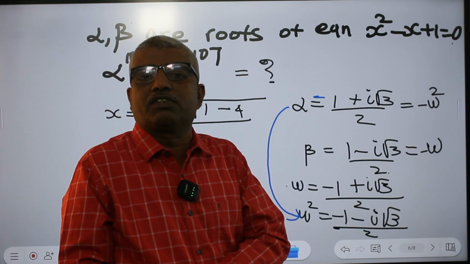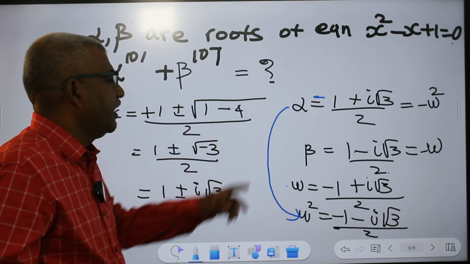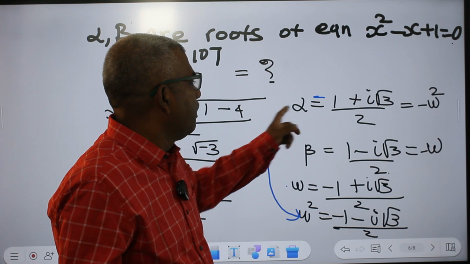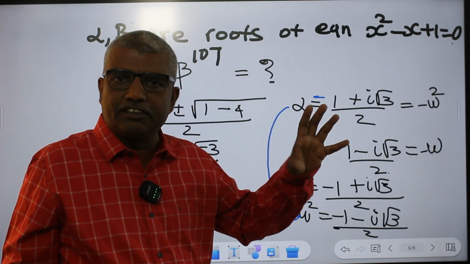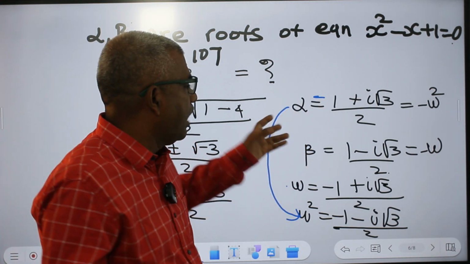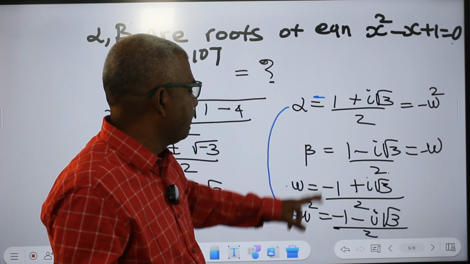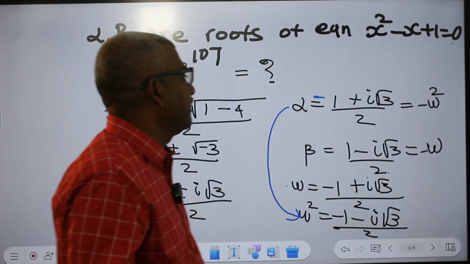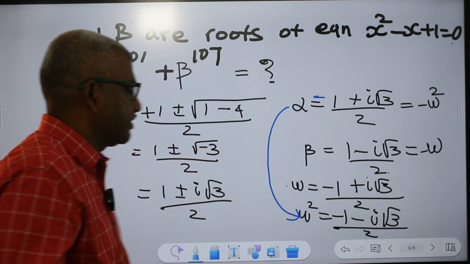What are the cubic roots of unity? The cubic roots of unity are 1, omega, omega squared. But this alpha and beta are related to omega and omega squared. How are they related to omega? If we multiply with the minus sign, alpha will become minus omega squared, and beta will become minus omega.